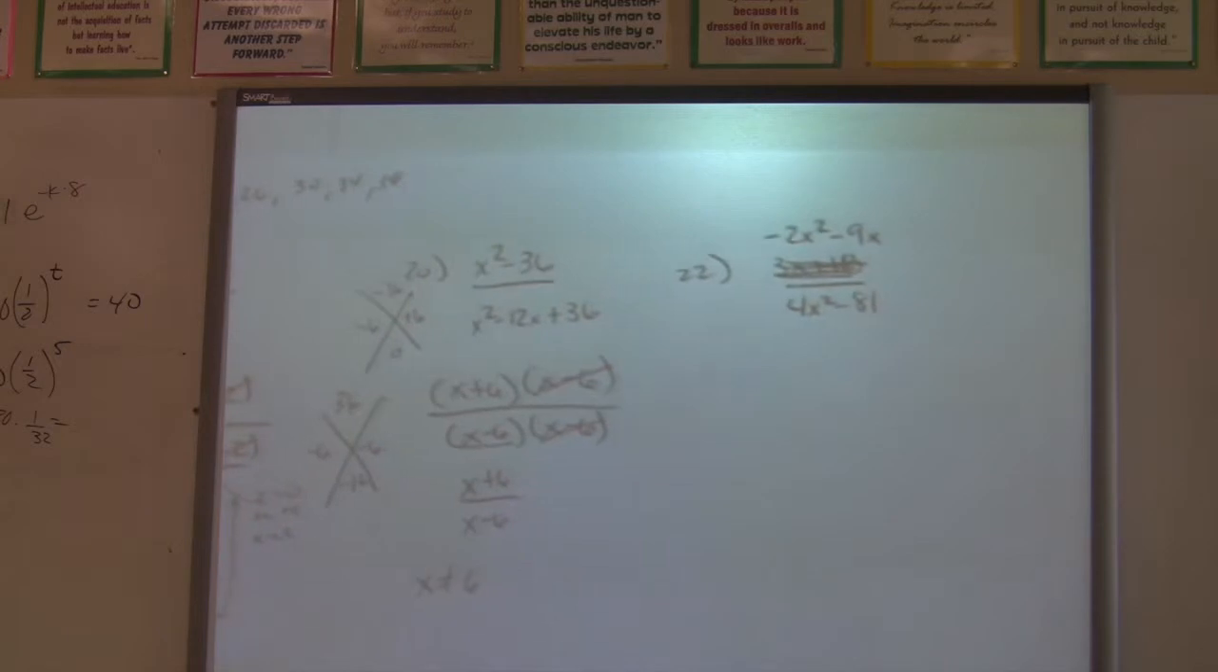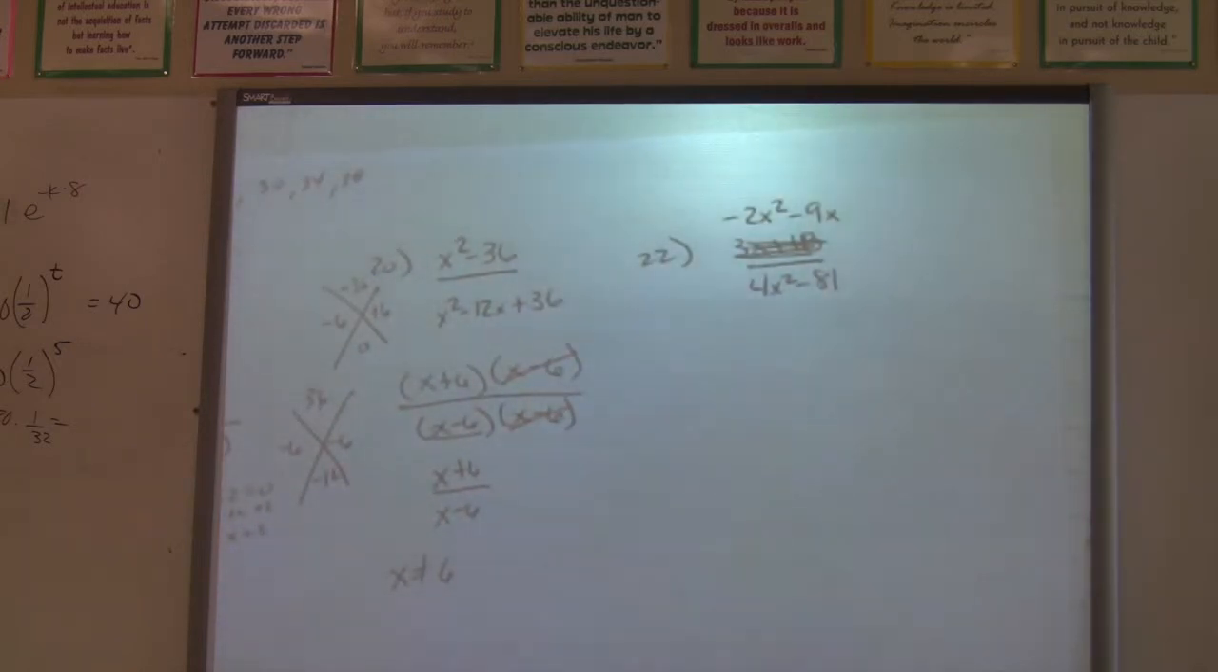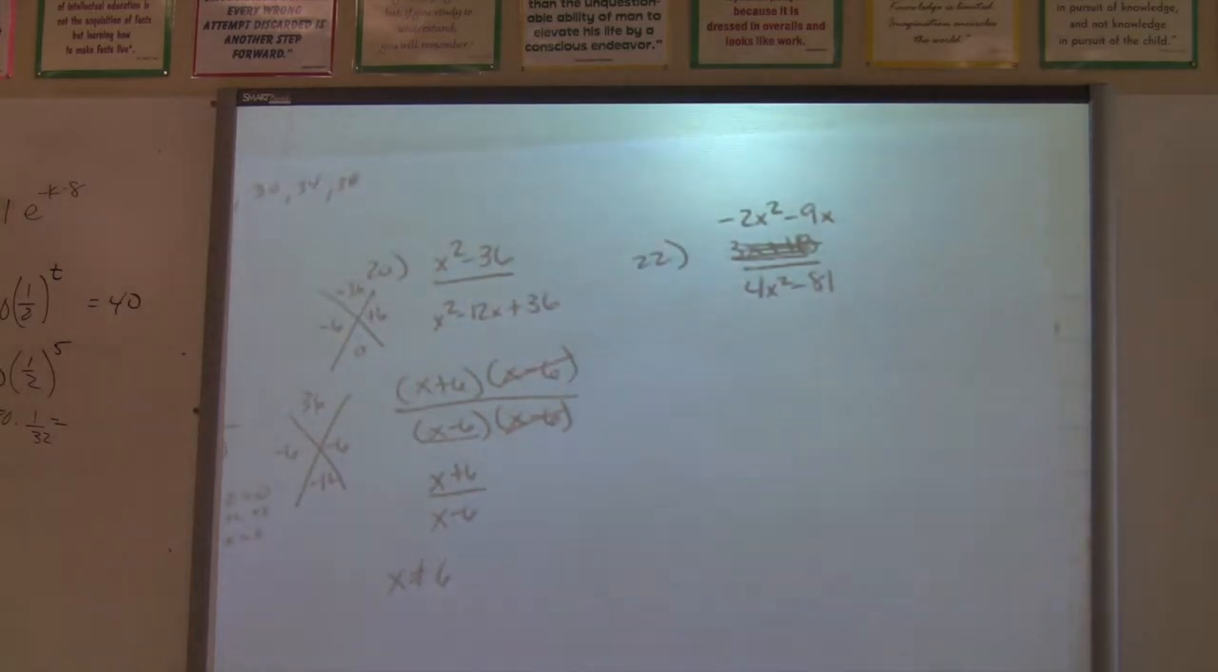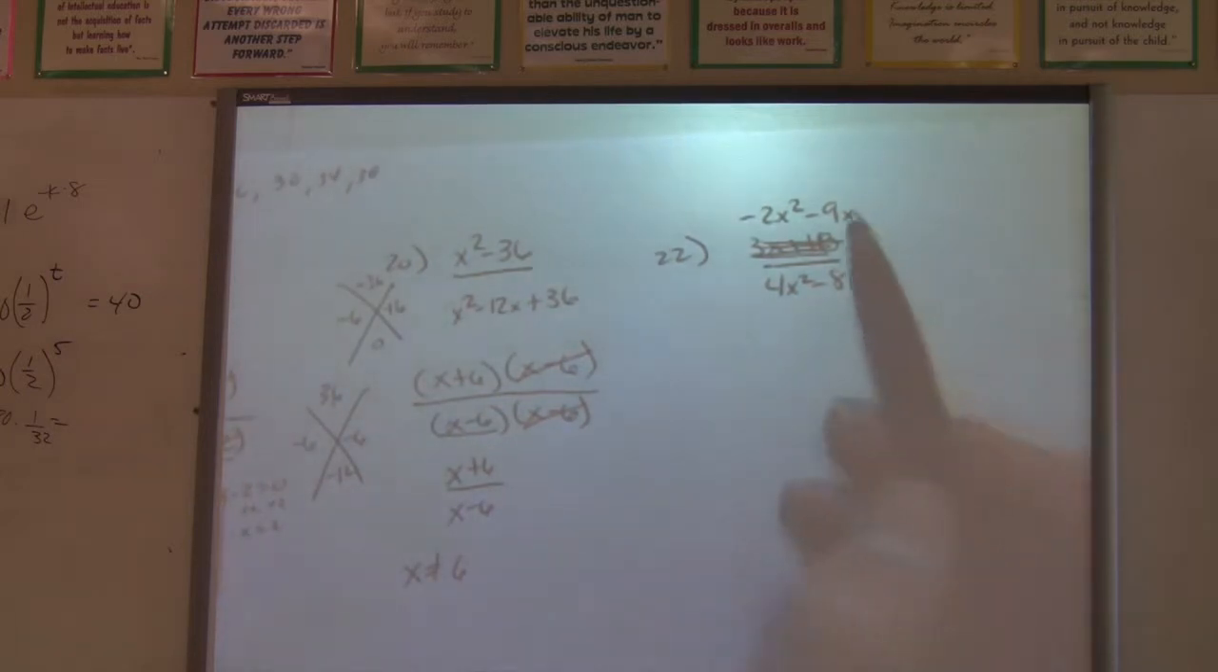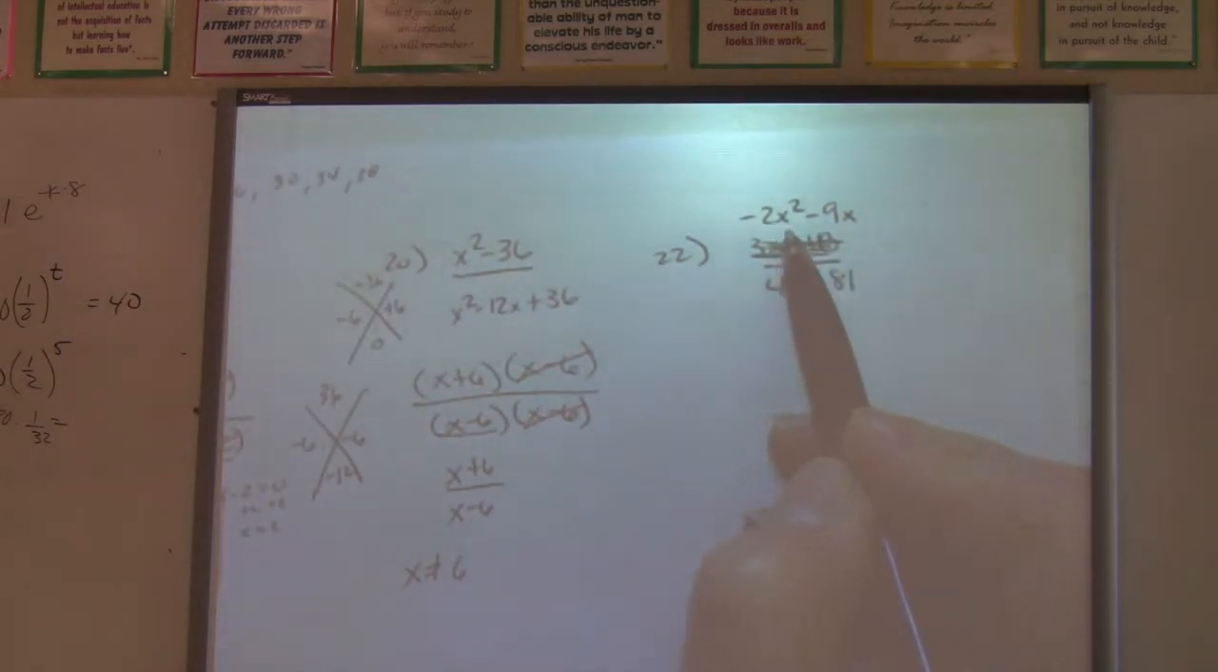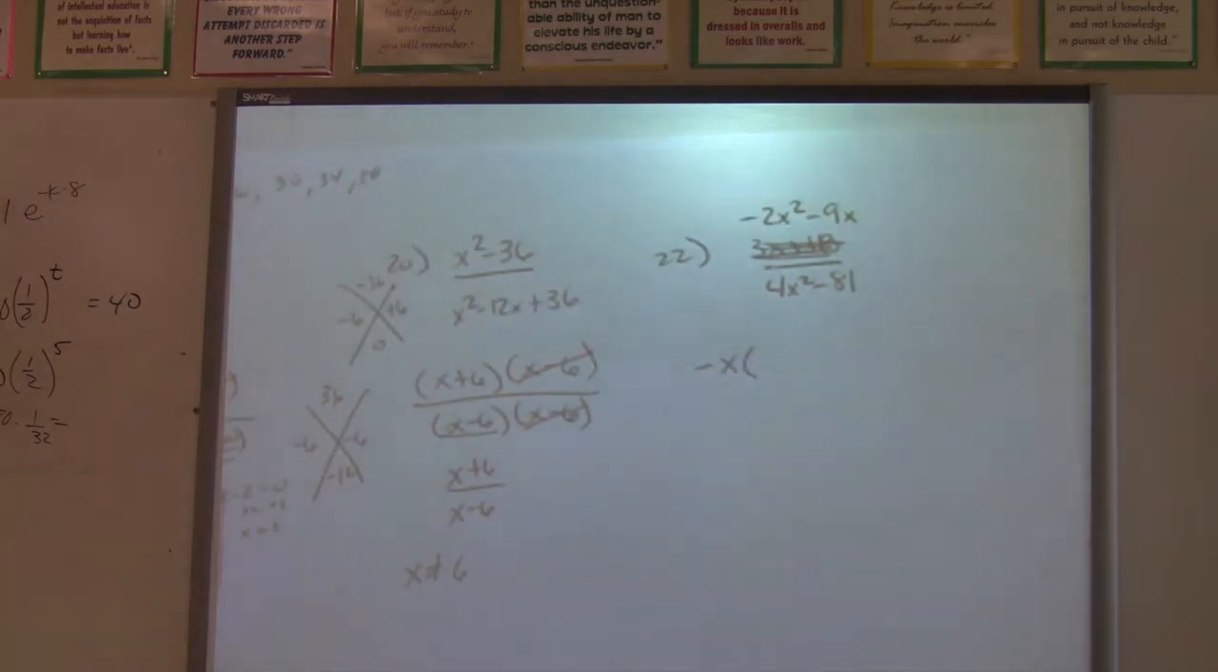Number 22, negative 2x squared minus 9x over 4x squared minus 81. So when we go to factor this, remember, always check for greatest common factor. And the first term, you always want to be positive. So what I'm going to do on this is pull out a negative x instead of just an x. So then I get 2x plus 9, because negative x times 2x would be negative 2x squared, and negative x times 9 would give you the negative 9x. The same thing if you're doing the x method. Anytime that first term is negative, you should pull a negative sign, and even a negative 1 out.